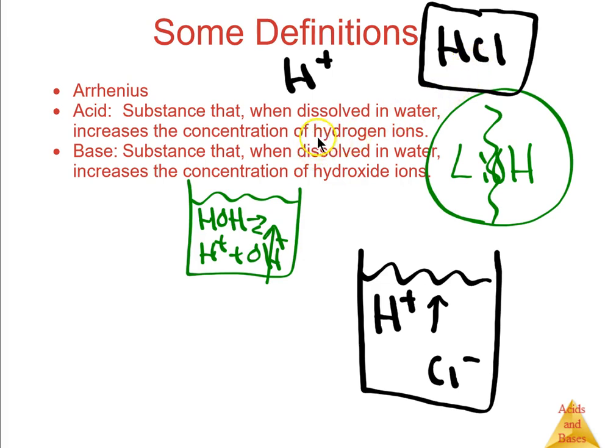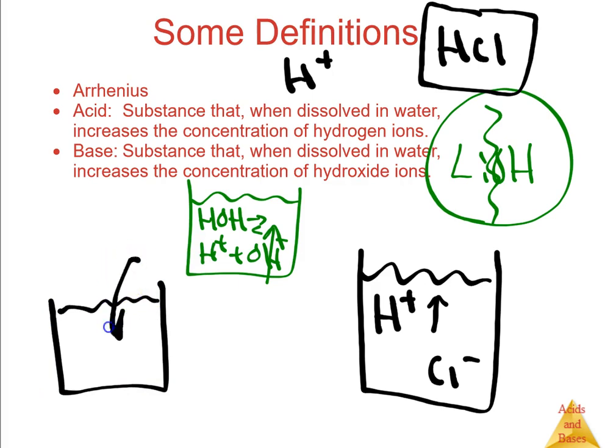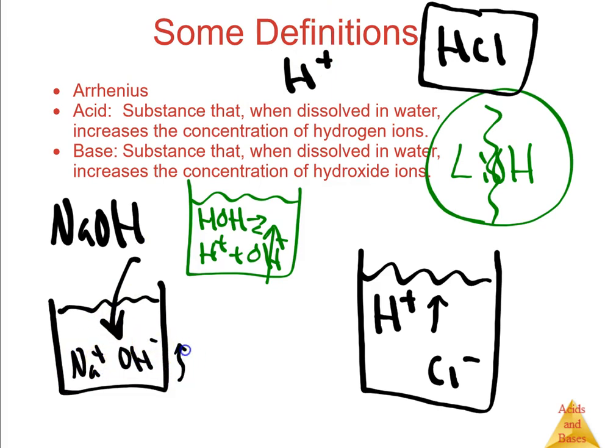All right, a base is a substance that when dissolved in water increases the concentration of hydroxide ions. And so we're kind of used to that as well. If I put NaOH in here, it dissociates into Na+ and OH-. So the concentration of OH- has gone up.